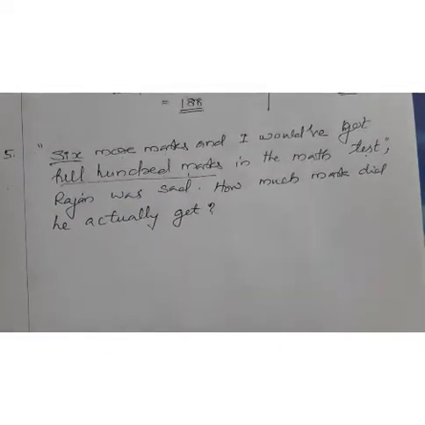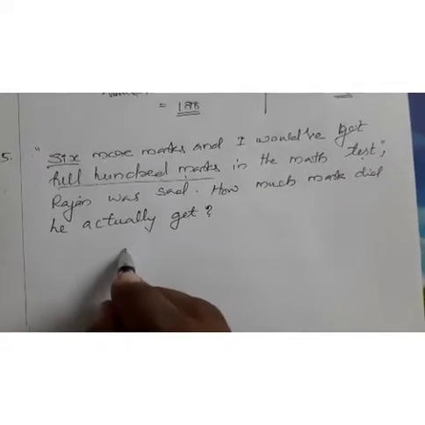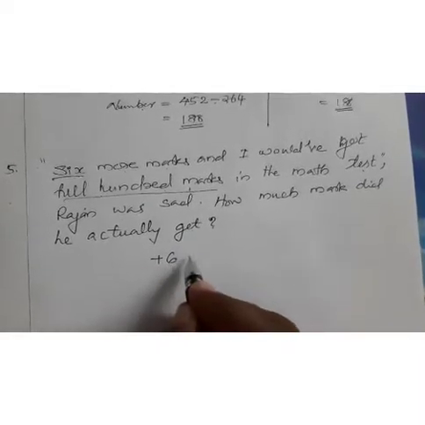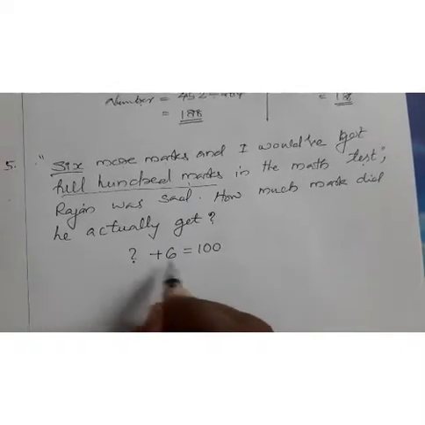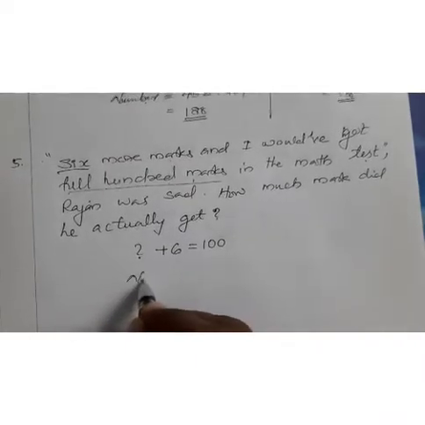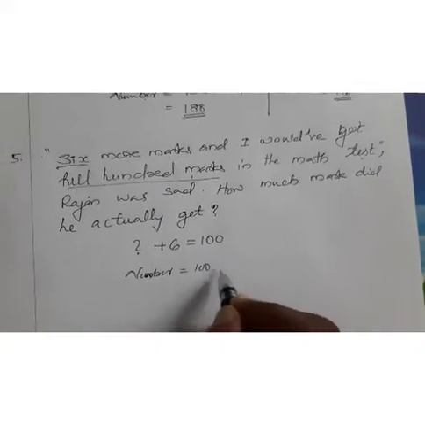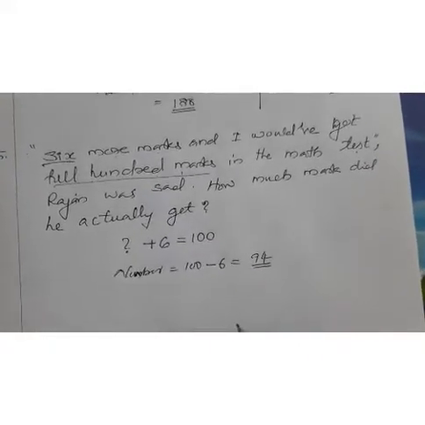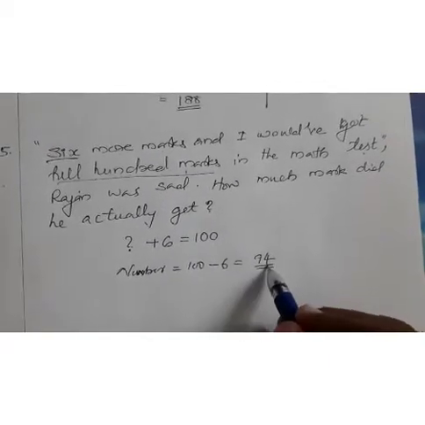So how much is that? He needed 6 more marks. If he gets 6 more, he should get 100. So from a particular number, if he adds 6, we will get 100. So what is that number? It's equal to 100 minus 6. What is that? 94. So the real mark he got is 94.